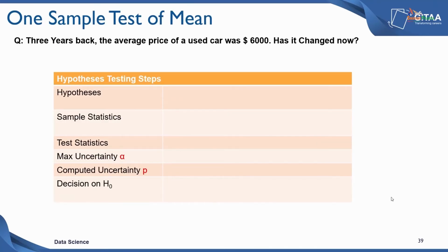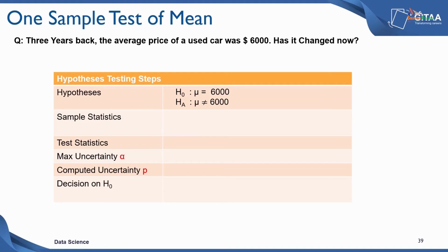Supposing the question that gets asked is, we've been running this business for a long time, the used car business. 3 years back, the average price of a used car used to be around $6,000. Now, has it really changed? As the average of the used car, is it different from what it was earlier? So the hypothesis that we are checking is that mu is really equal to 6,000.